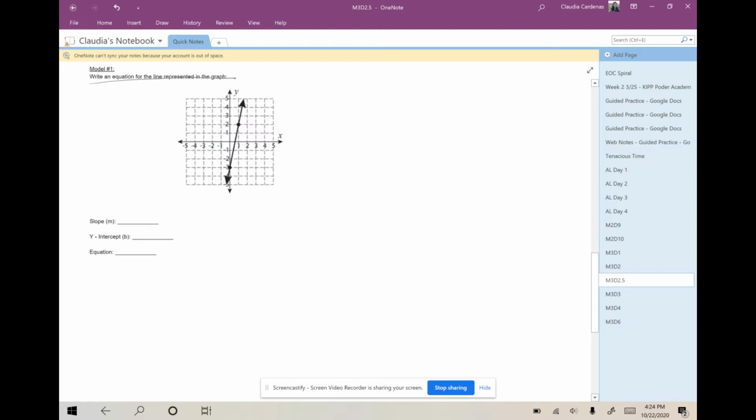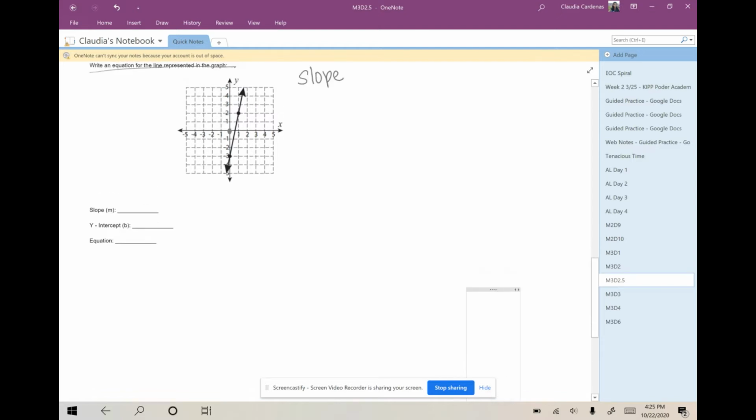And so I remember that for a proportional graph, it had to be a straight line and go through the origin, or go through 0, 0. So I know that this is not a proportional graph because it is a straight line, but it does not go through the origin. So we do see that this is a non-proportional graph, but I still need to find the slope, or I need to find that constant rate of change.